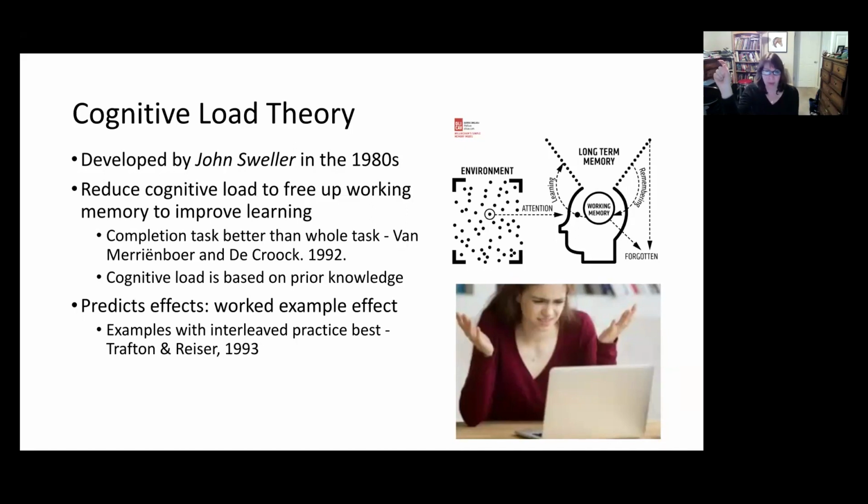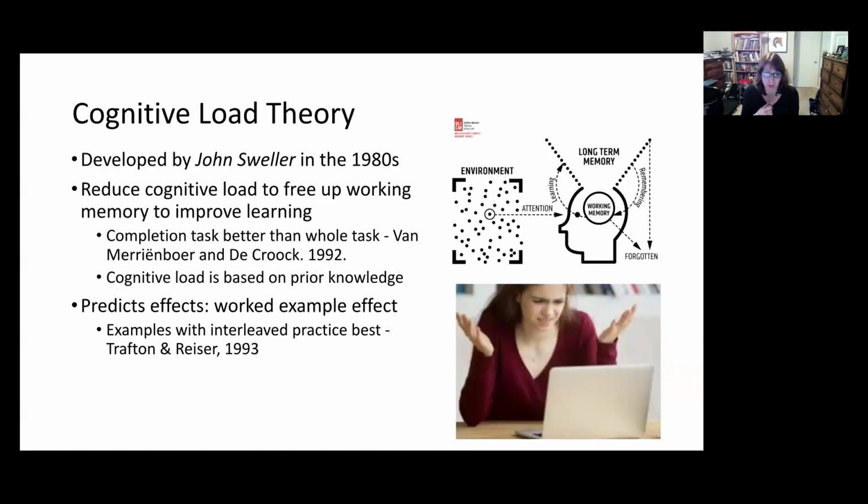So for learning to occur, you have to process things in working memory with limited capacity, and then it moves into long-term memory. One of the things that follows from that theory is that completion tasks are easier on people than hold tasks. If you ask them to write code from scratch, that's a hold task, and that can be overwhelming. So giving them a completion task is much easier on them, lowers the cognitive load. And it is affected by how much prior knowledge you have. So it does predict effects like the worked example effect.